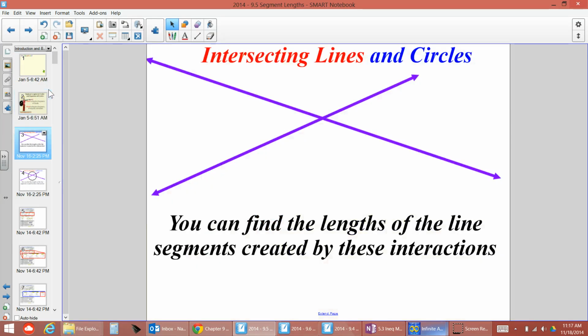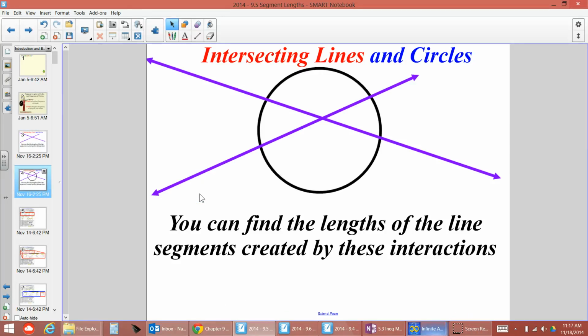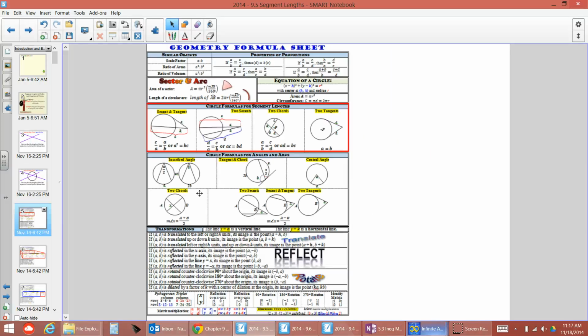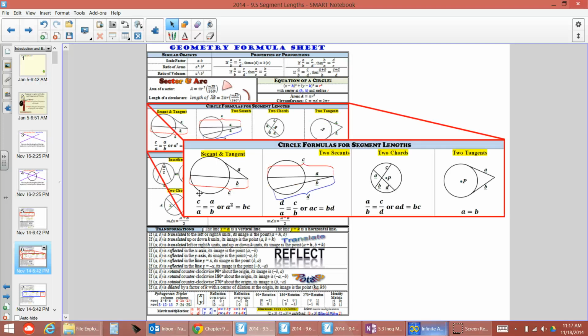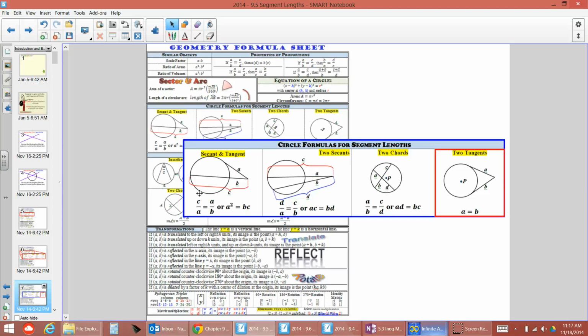If I have intersecting lines in circles, we know that we can find different angle measures. But what's interesting is we can also find different lengths of segments. So if we have a circle on here, we have intersecting lines interacting with a circle. You can find the lengths of line segments created by these interactions. We're going to use off of the cheat sheet, the top row says circle formulas for segment length. We're going to use each one of these today to show different situations.